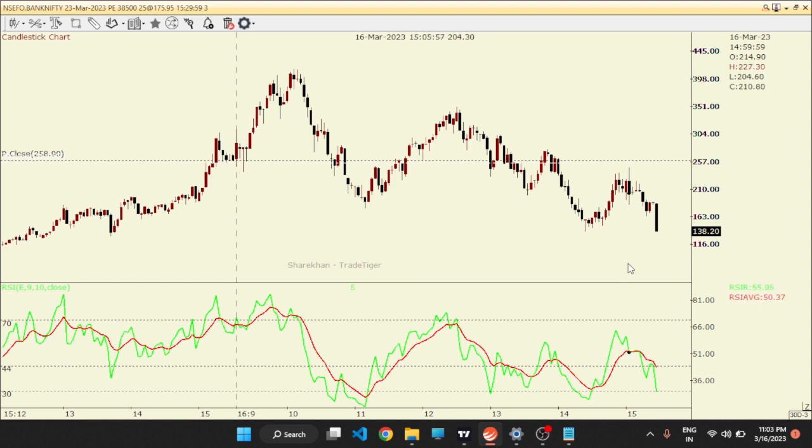As you can see, here also we could have made good money, but it gave the entry at almost 2:30, so we don't trade in this time zone. And this strategy is, what I say, a 65 to 70% accurate strategy.